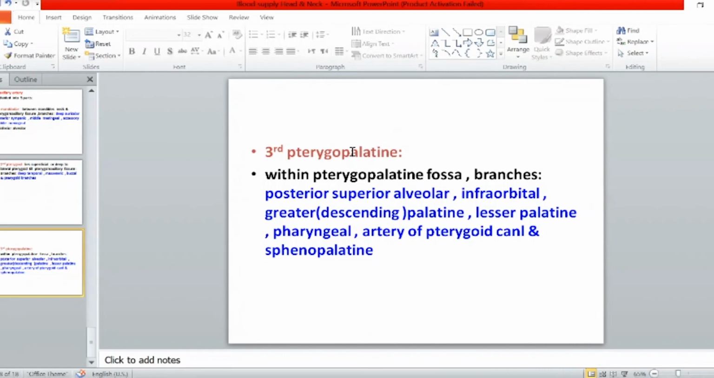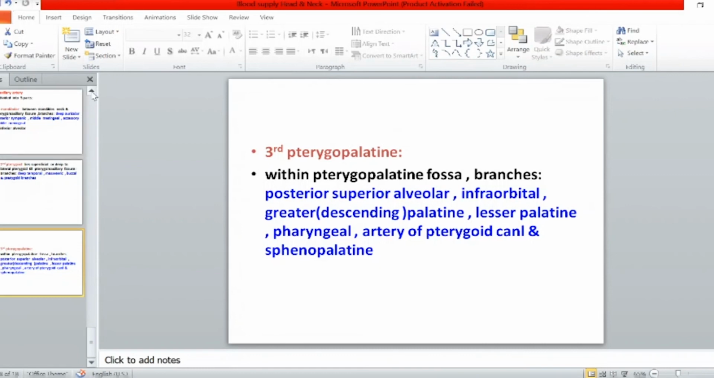It gives also branches for the supply of the skin of the face through the infraorbital branch of it, which emerges at the infraorbital foramen, dividing into palpebral, labial, and nasal branches. And then as the mental branch, it supplies skin over the cheek, and the buccal branch also supplies the lateral aspect of the cheek. So this is for the maxillary artery.